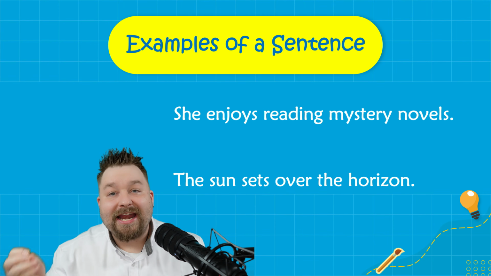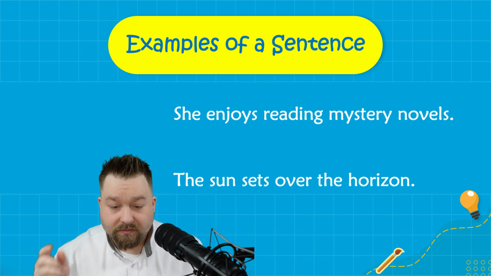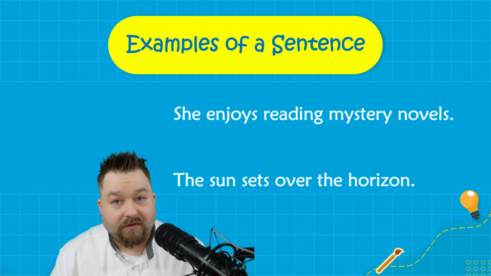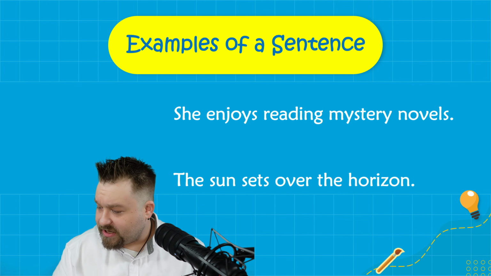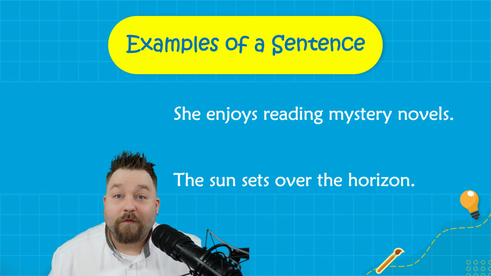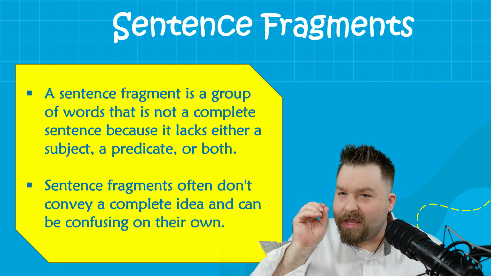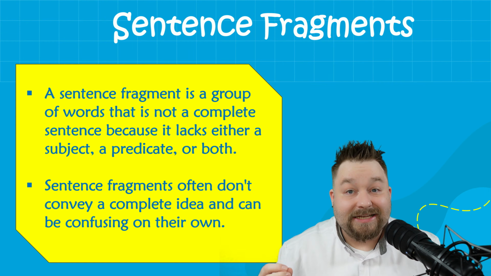So let's take a look at an example of a sentence. Here we have two. She enjoys reading mystery novels. Oh, I totally understand. She enjoys reading mystery books. Cool. Let's look at the second sentence. The sun sets over the horizon. Okay, that makes sense. I can see the sun and it's going down. That makes sense too. I totally get it. It's a clear idea.